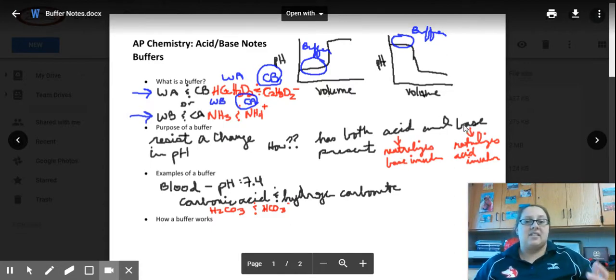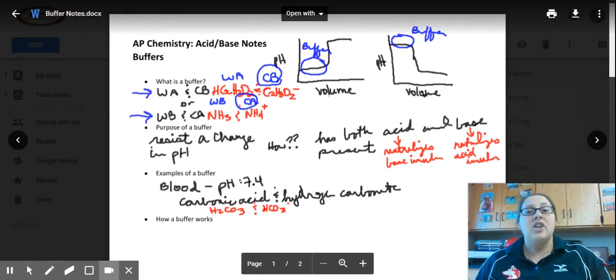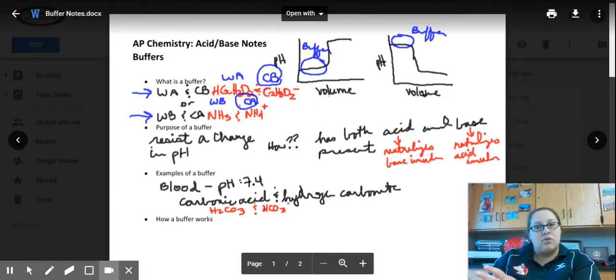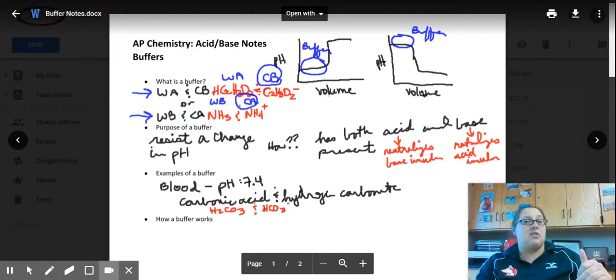The base can neutralize any acid invader that comes in, any acid that you add to that. So you basically have neutralization reactions that can happen on both ends. You have acid there, so if a base comes in, the acid can neutralize it. But then you also have a base component in your buffer, so if an acid comes into your buffer, you have the base to neutralize it as well.